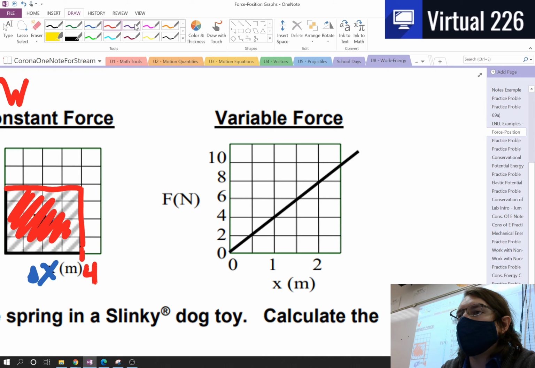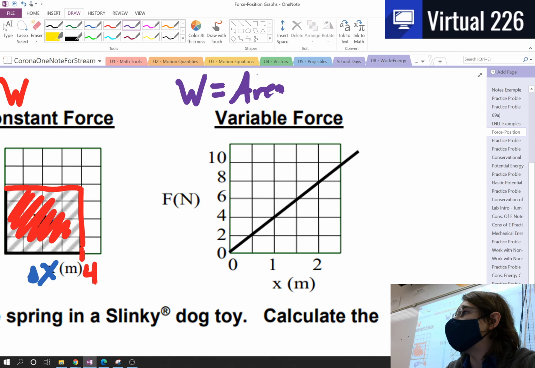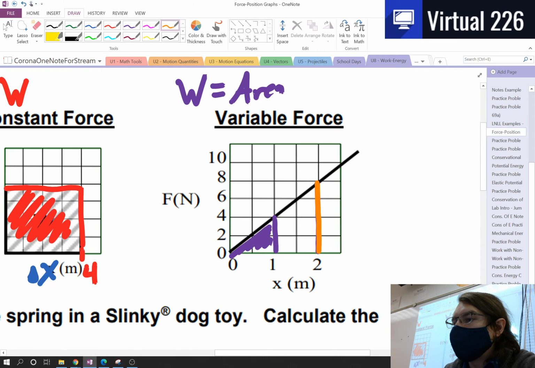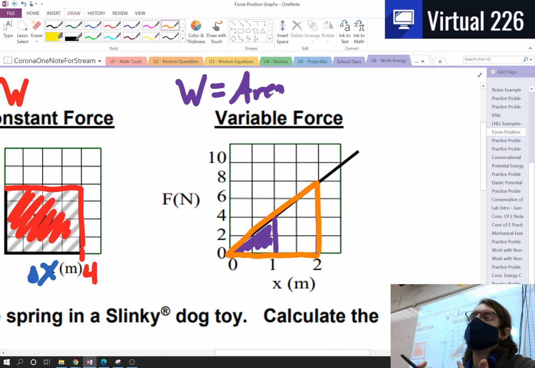And if I wanted to find the work that was done here, I'm still just looking for the area under the curve. If I wanted to find out what is the work done through 1 meter of distance, it would be this area. If I wanted through 2 meters of distance, I would need a much larger triangle. I'd need the triangle that comes from here all the way down. So we're still just finding areas here.